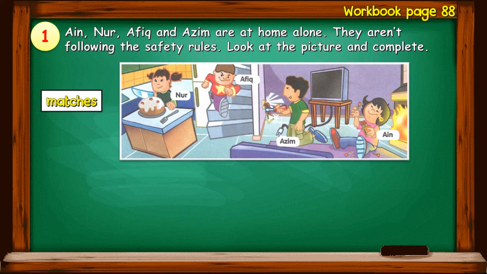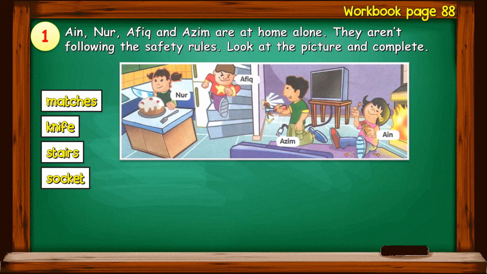Number 2, knife. 3, stairs. Fourth one is socket. Socket is where you plug, the one that you use to plug the electricity. And the fifth one is running.